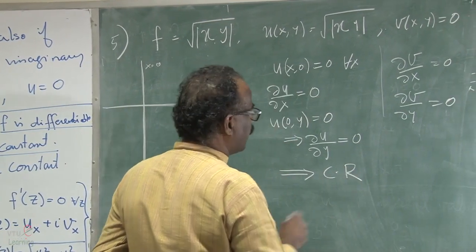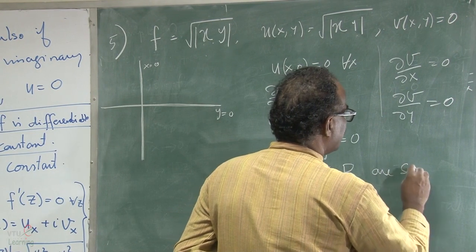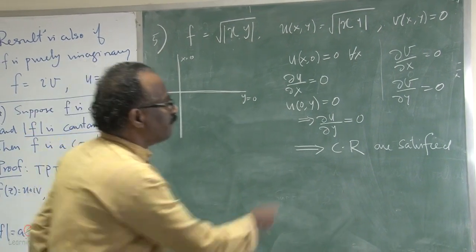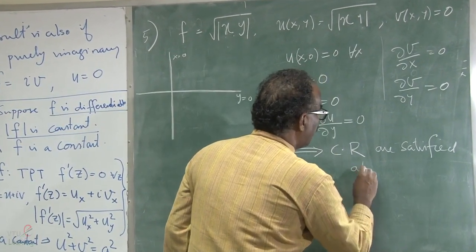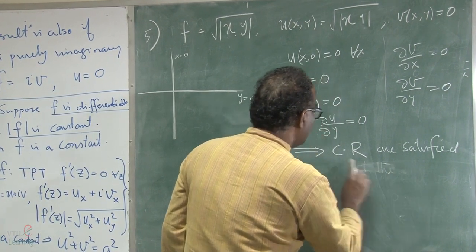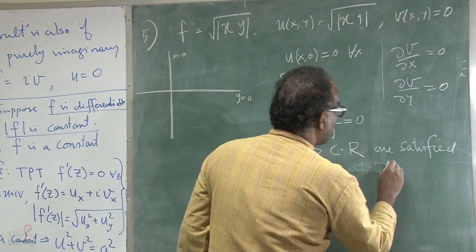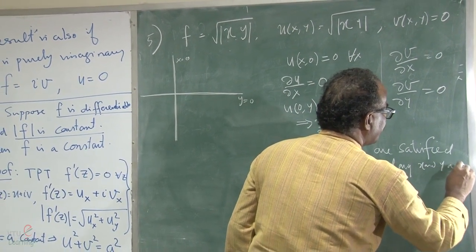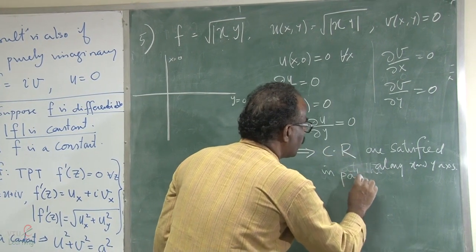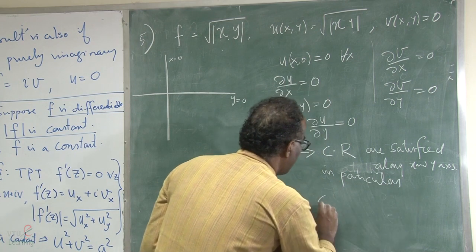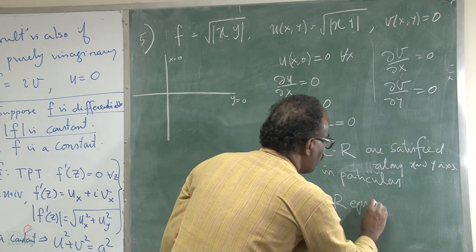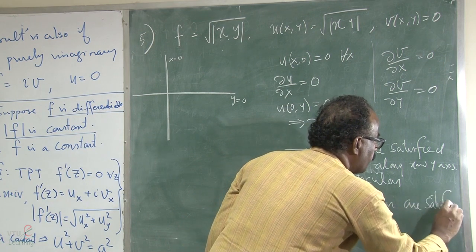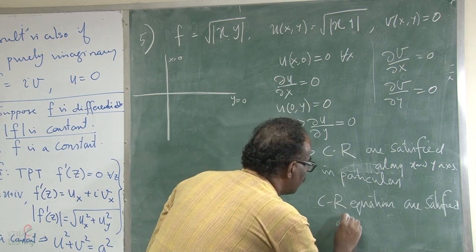The Cauchy-Riemann equations are satisfied at the origin. In fact, they are satisfied along the x and y axes. In particular, the CR equations are satisfied at the origin.